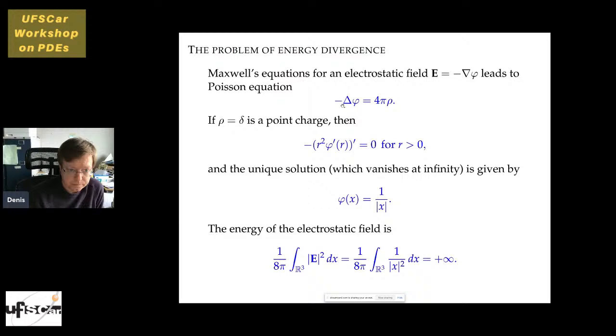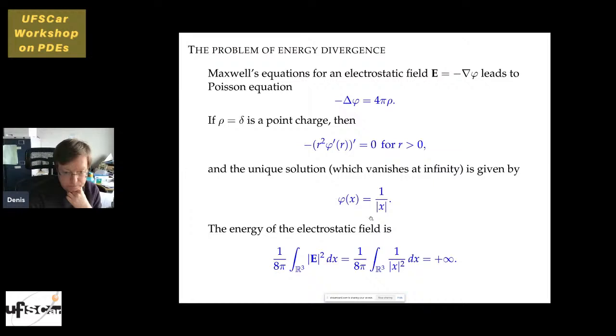Now, there is an issue in physics, which is the following: what is the electrostatic field produced by a point charge? Assume that you have only a point charge. It means that mathematically your density is a Dirac mass. Then you have to solve the equation minus Laplace of phi equals zero everywhere except at the point where the charge is located. This equation has a unique solution if you assume that phi goes to zero at infinity, and this unique solution is just one over the norm of x.